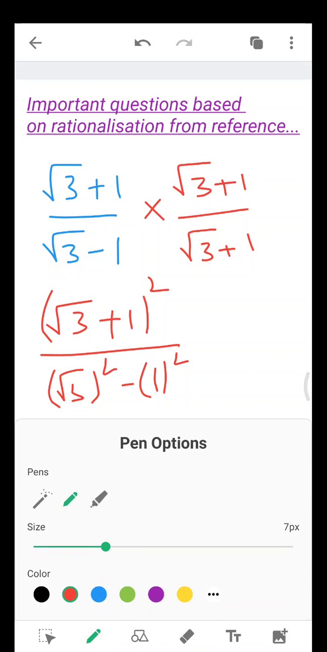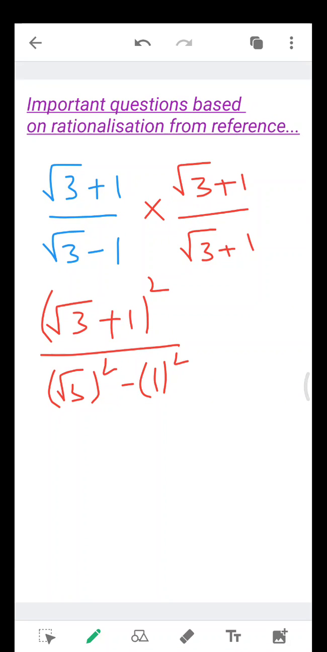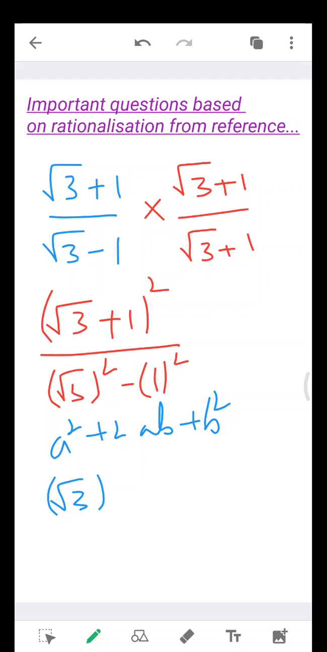In the numerator I'll apply the formula a plus b whole square. You have done a lot of practice on this formula. What is a plus b whole square? A square plus 2ab plus b square. So I'll apply this formula here in the numerator. A is root 3, so root 3 square, plus 2ab, 2 into root 3 into 1, plus 1 square, that is b square.